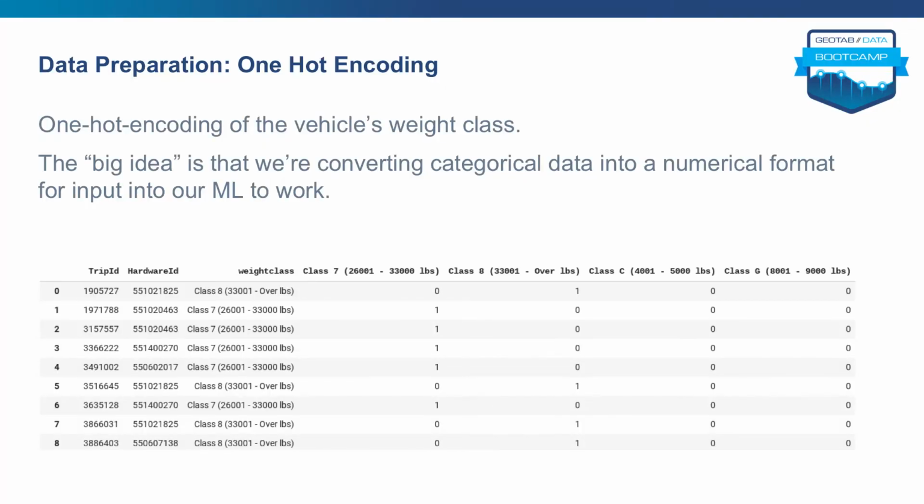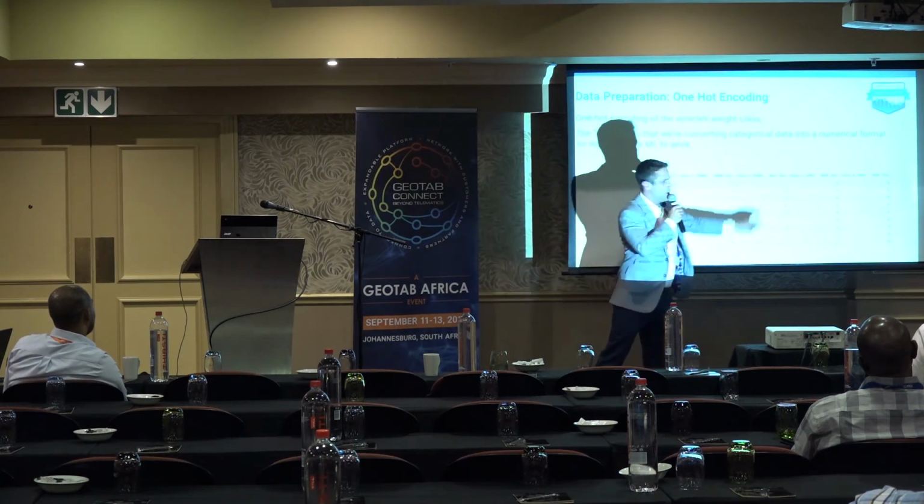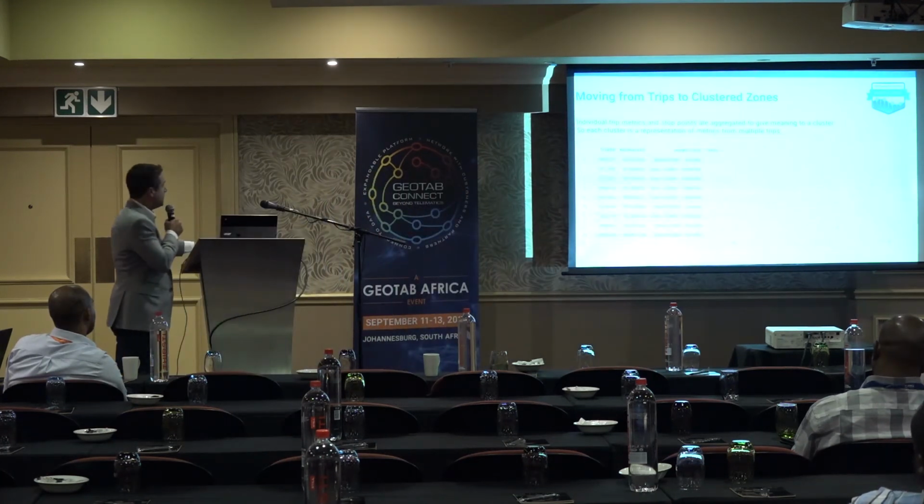So in this case, this was all our trip data that you would be used to seeing: trip, hardware ID, weight class, all the different classes. And all we did is, for machine learning to work, you can't have all these classifications. You can't have a class 8, class 7. It has to be pivoted around and turned into zeros and ones. So if I'm looking at this first instance here, it's a class 8 vehicle. Well, it gets marked with the 1 in class 8. So that's how we have to transform some of the data.